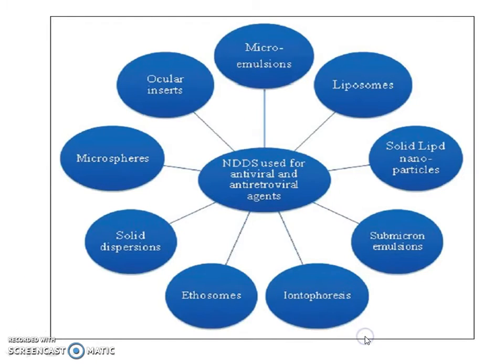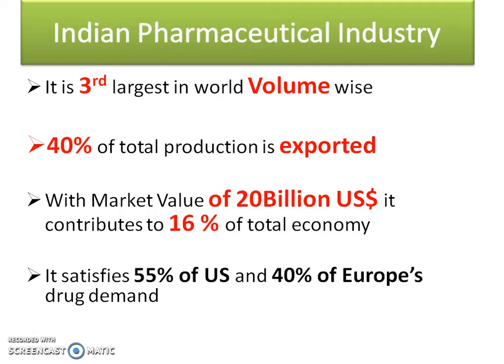Along with the tablets and the classical examples of the dosage form, we have new drug delivery systems which include microemulsions, liposomes, solid lipid nanoparticles, iontophoresis, submicron emulsions, lithosomes, solid dispersions, and microspheres. All these are called new drug delivery systems because they have several more advantages than the classical ones. They are mostly used for controlled release and targeted release. And so this was all about what kind of dosage forms we have.